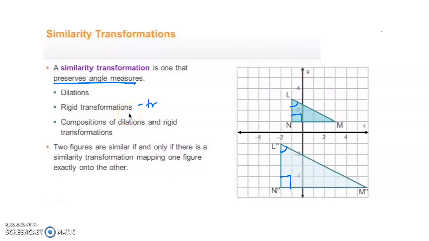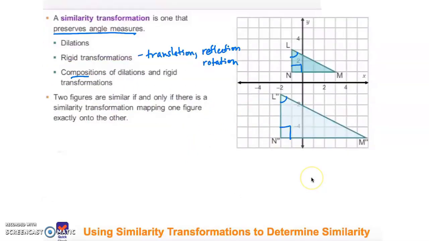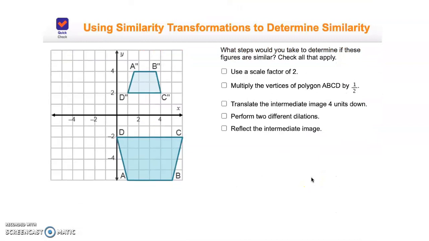Those are what we're calling translation, reflection, and rotation, meaning we're not changing the size of any of the things, we're just sliding them, reflecting them, or rotating them, or the compositions of those. So if you have a combination of these, you can do that. Two figures are similar if and only if there is a similarity transformation. That means these are similar if we can identify a transformation that makes it so. So let's use this to determine similarity.